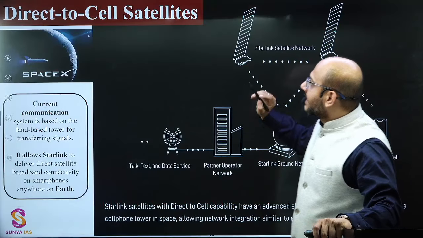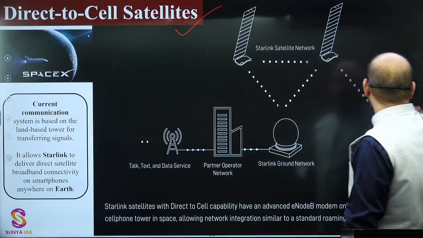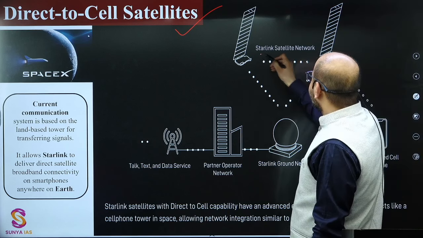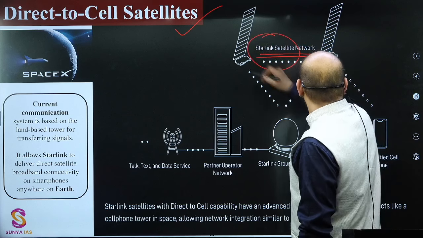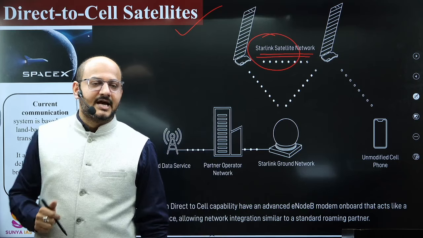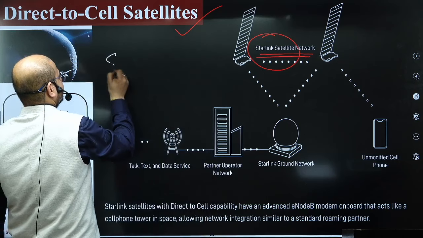Next is direct to cell satellite. Similar to that concept we have here, direct to cell. Starlink satellite network. This could be a question in your examination. Starlink satellite network है किसका ये? Elon Musk का है. SpaceX.